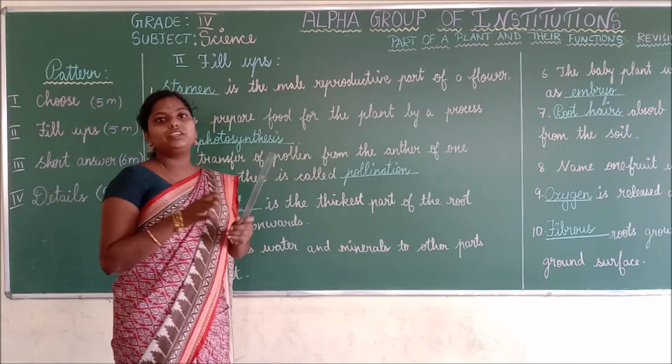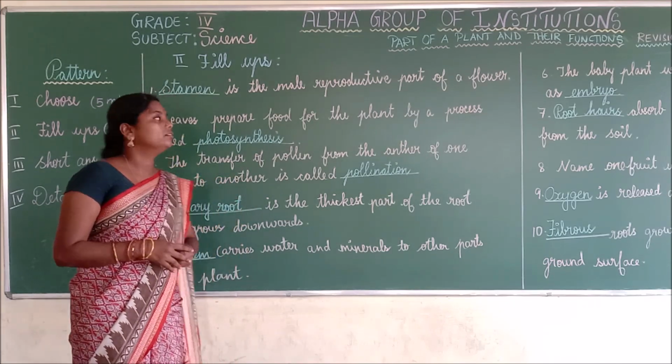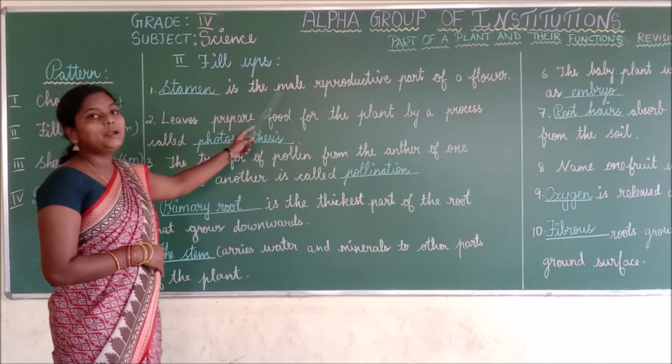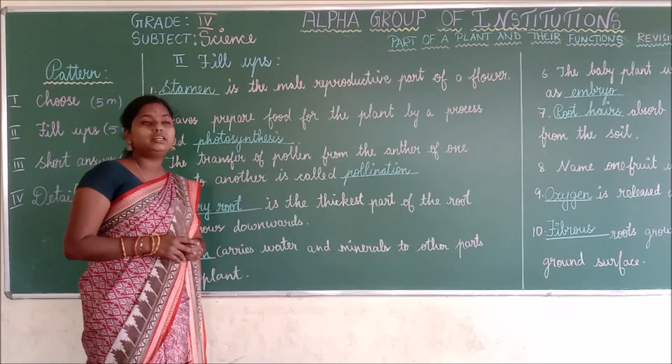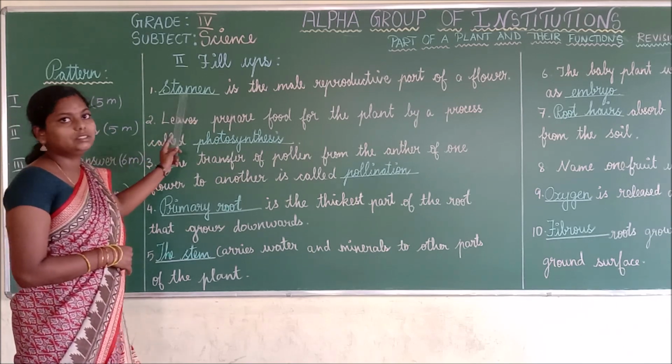So we know that a female reproductive part is ovary. So which is the male reproductive part? Good. Stamen is the male reproductive part of a flower. S-T-A-M-E-N. Stamen. Is it clear?